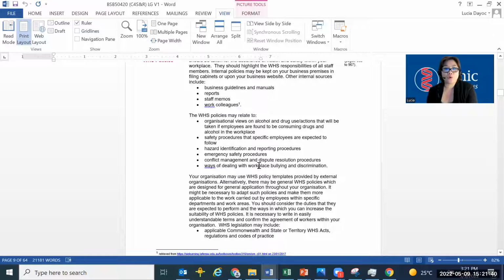The policies should also include the appropriate emergency safety procedures that should be followed. They also include conflict management and how to resolve disputes, and how we could deal with workplace bullying and discrimination. There you have the Anti-Bullying and Anti-Discrimination Act, so that is actually included under work health and safety as well.